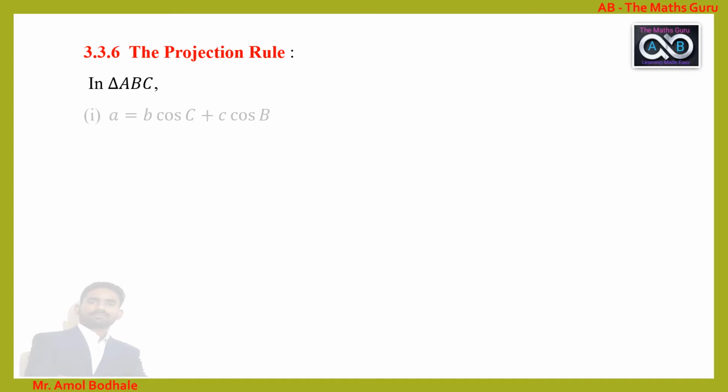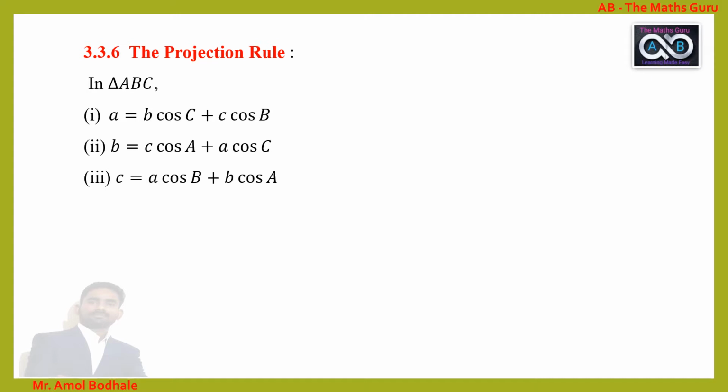In triangle ABC, a equal to b cos C plus c cos B, b is equal to c cos A plus a cos C, c is equal to a cos B plus b cos A. So this is the projection rule. Here the small a, b, c are sides of the triangle and capital A, B, C are angles of the triangle. Let's see how we can prove this projection rule.